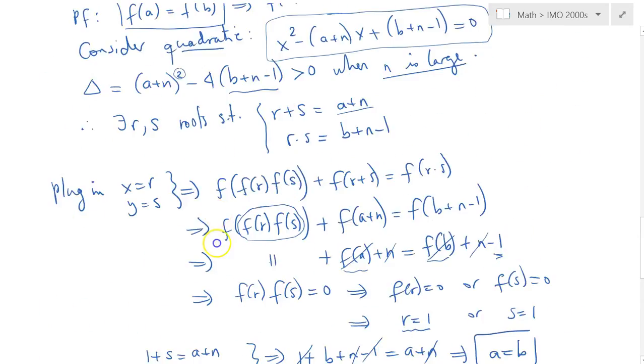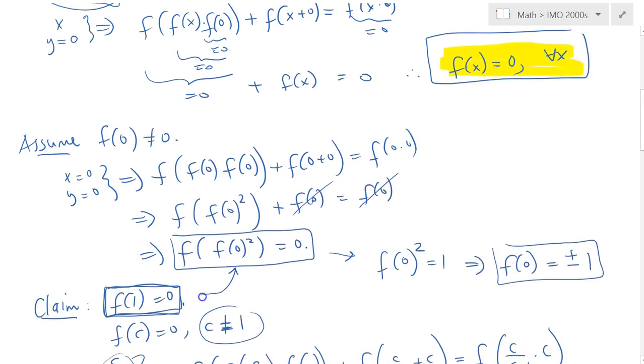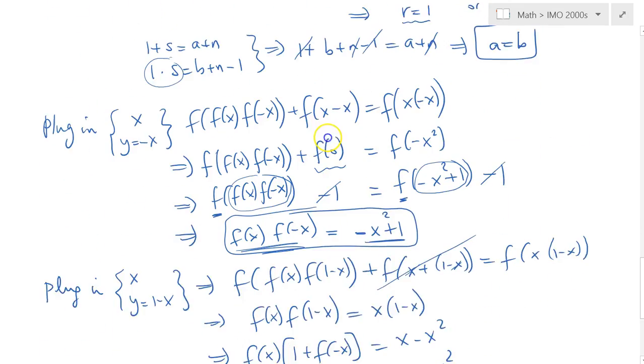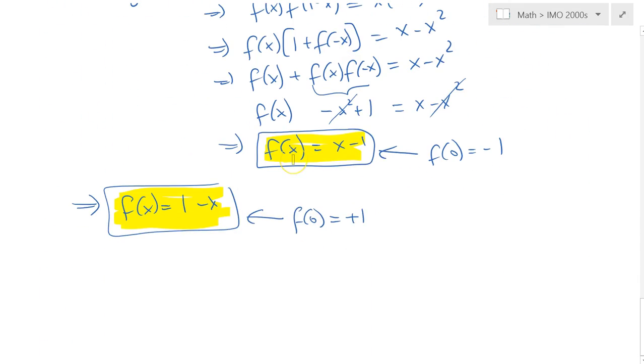In the case where f of 0 is equal to 0, we have found the first solution as f being identical to the constant function 0, and then in the case where f of 0 is not equal to 0, we have found two other solutions, namely f of x equals x minus 1 and f of x equals 1 minus x. And that solves the problem.